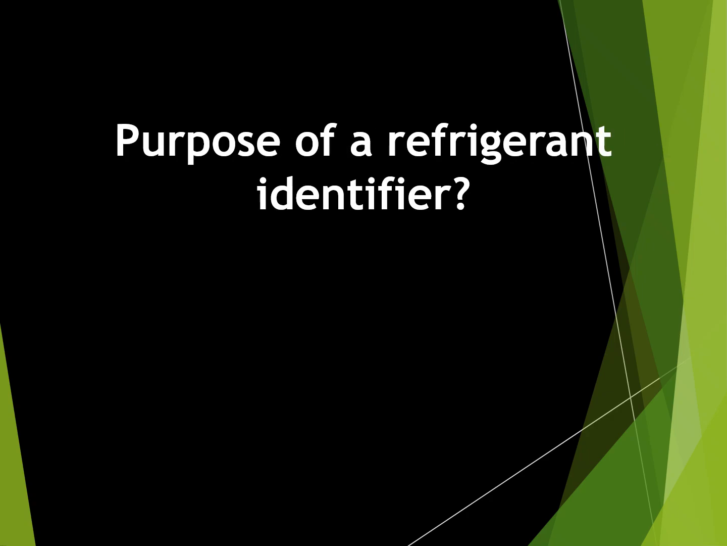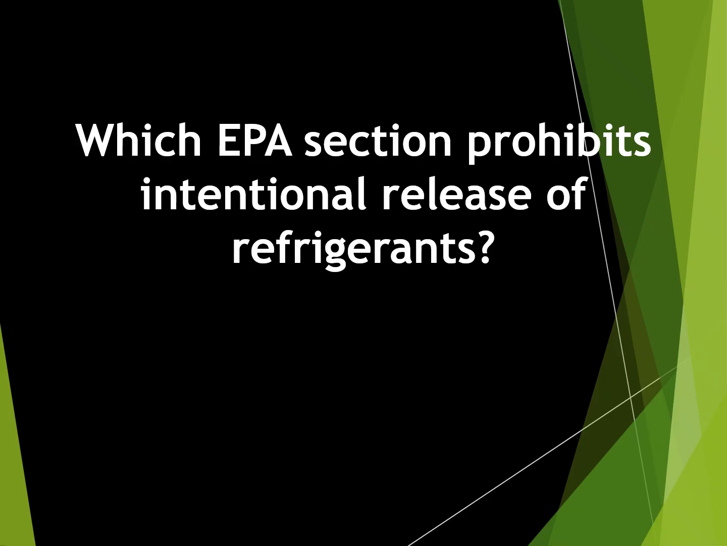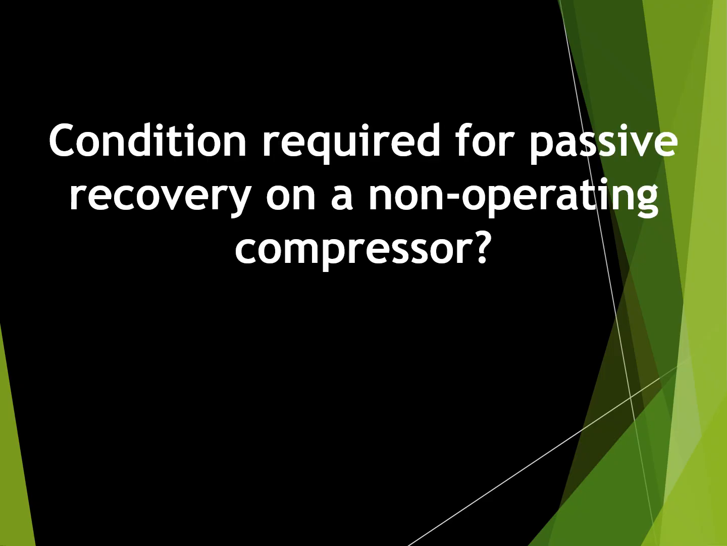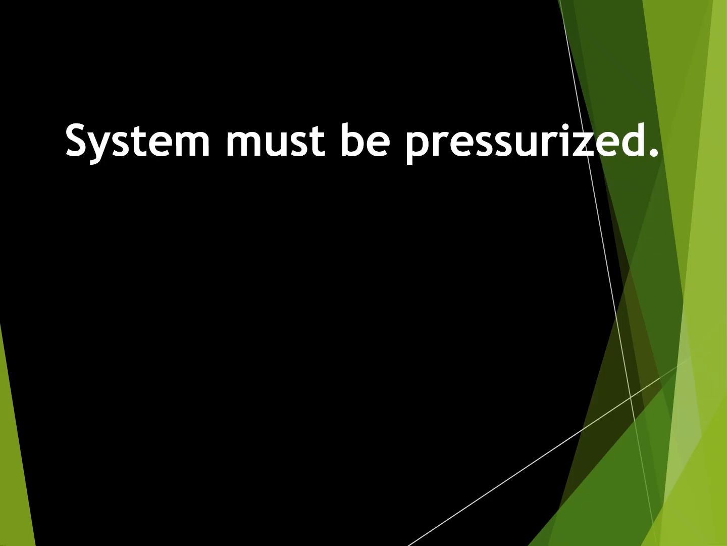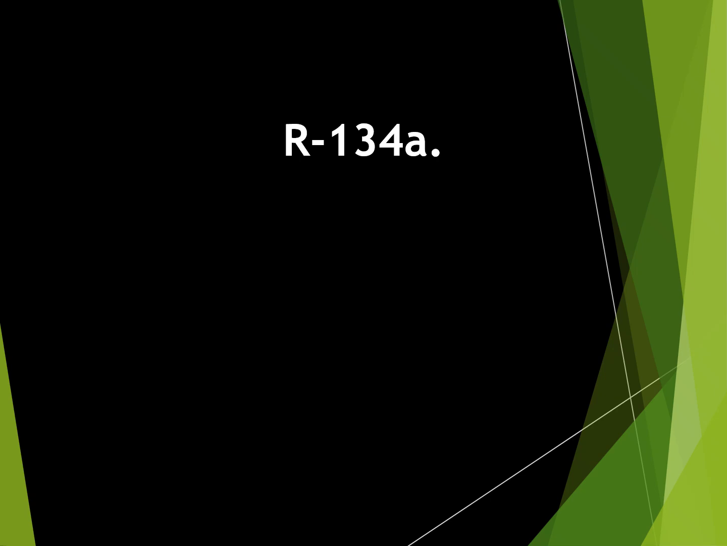Purpose of a refrigerant identifier. Verify refrigerant purity. Which EPA section prohibits intentional release of refrigerants? Section 608C2. Condition required for passing recovery on a non-operating compressor. System must be pressurized. Common replacement for R12 in small appliances. R134A.